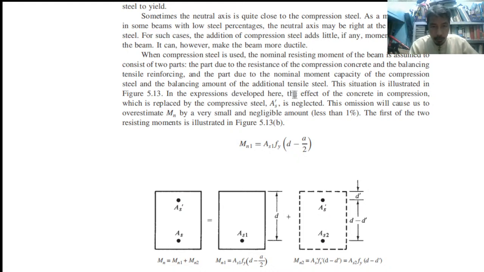Take note again of this, because this is very important. The effect of concrete in compression, which is replaced by the compressive steel, is neglected. What do you mean by that? This letter B must have a hole in the concrete area, the hole for the reinforcement here, but it is neglected because the error is less than 1%. And that is what we mean by that.